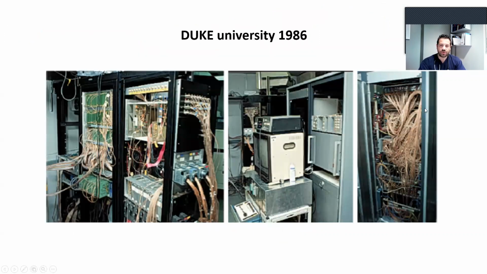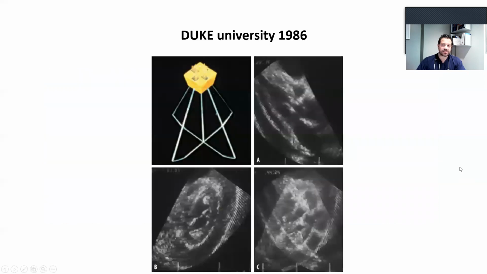So this is how the first machines in 1986 of 3D echocardiography looked like. You can see how big they were. And this is how we appreciated the first biplane views of long axis and short axis view. You can understand that the quality was not very good, but the images have evolved over these years.